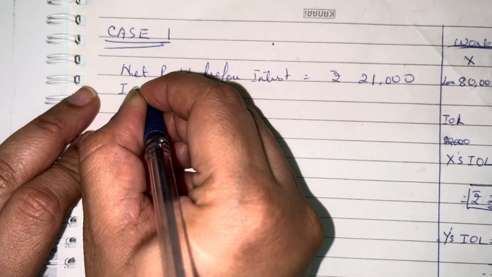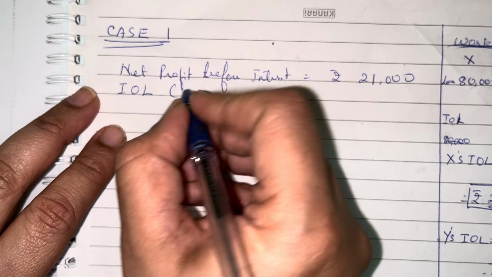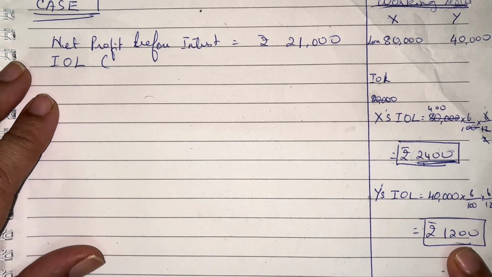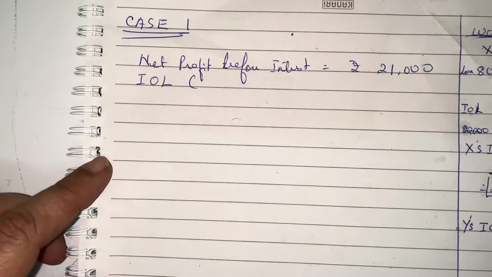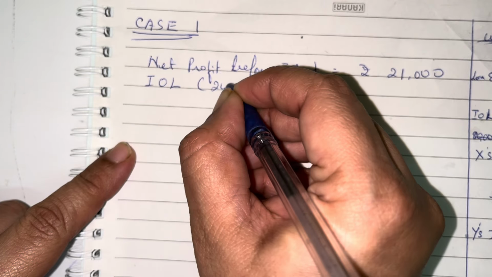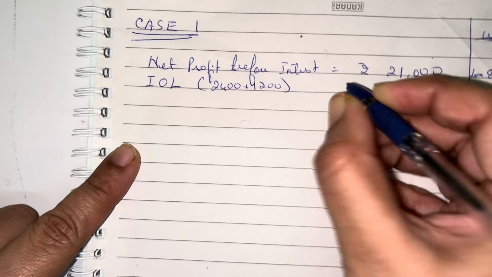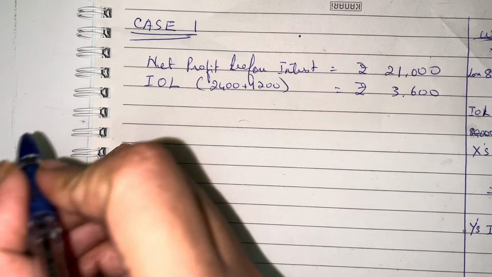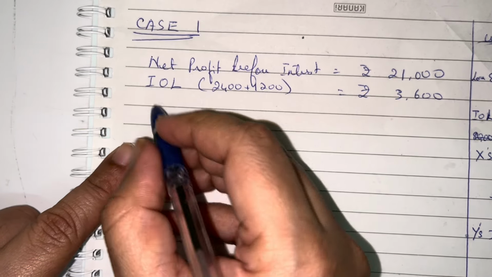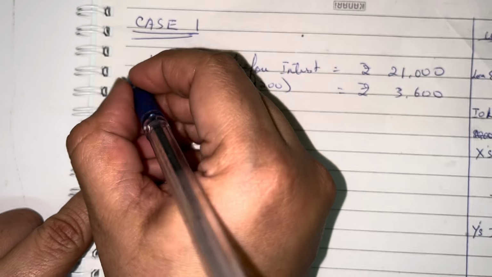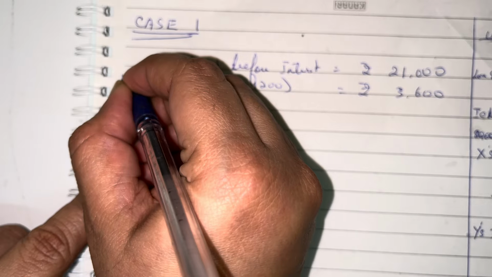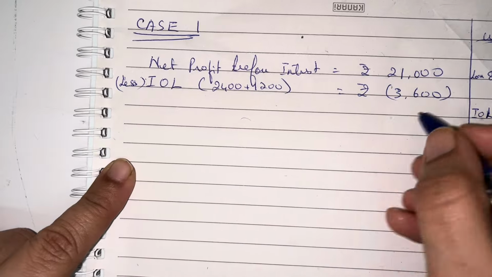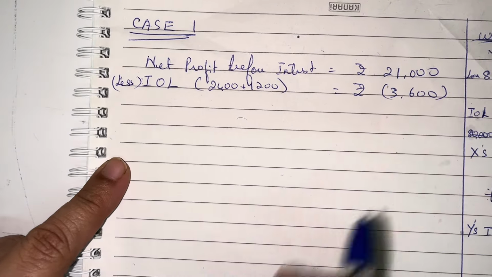Okay, what is going to be the combined interest on loan of both the partners? It's 2,400 plus 1,200, which gives us 3,600. So interest on loan is 2,400 plus 1,200, that would be rupees 3,600. Okay, so this would be less. Whenever we have a less sign, whenever we have to subtract, we'll put the amounts in the bracket.